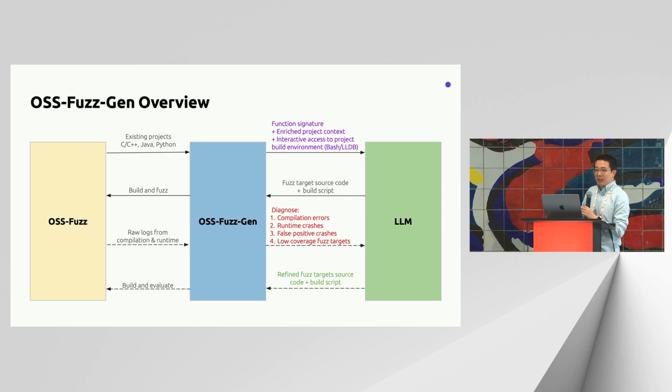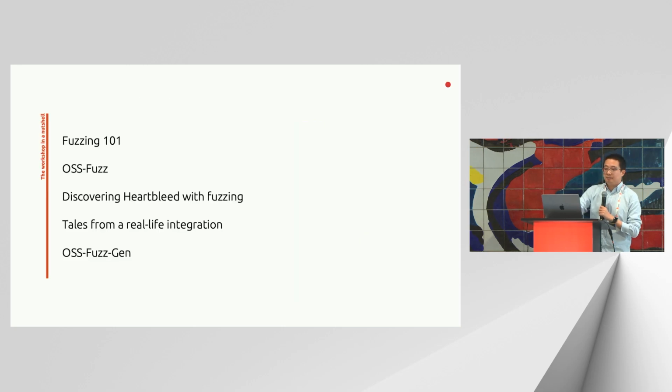or if there are any build errors, or if there is any lack of coverage in the functions under test, and it can feed that message back to the LLM, so the LLM can help us refine the fuzz target. So this feedback loop will automatically try to improve the fuzz target over iterations. This doesn't require human intervention at all. So yeah, that's it.